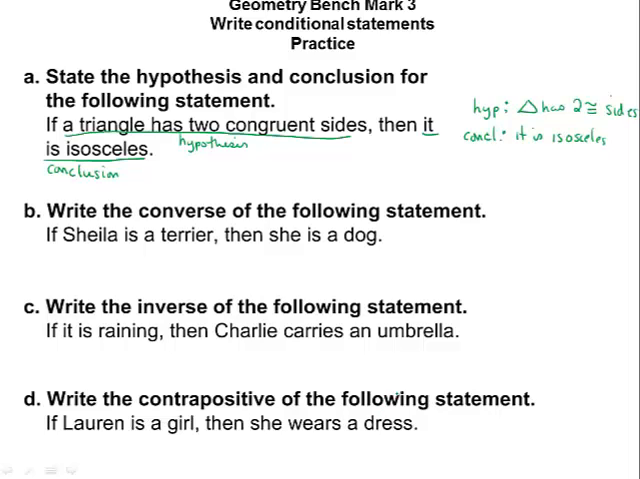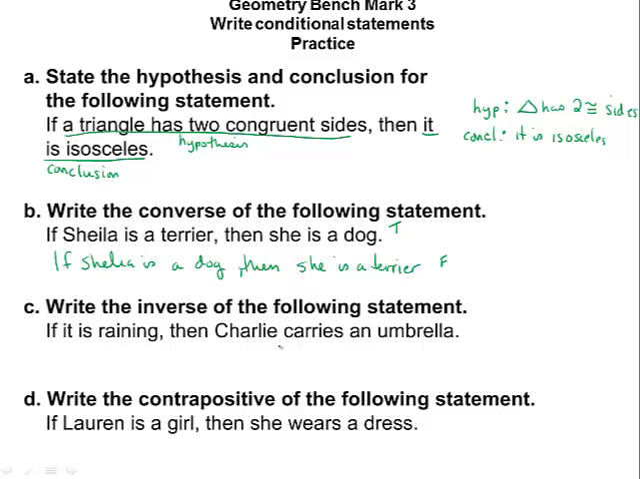Converse flips. So if Sheila is a dog, then she is a terrier. Okay, this one was true. This one is false because maybe Sheila is a Rottweiler. Well, that would be a funny name for a Rottweiler. I'd say more likely Sheila is a Chihuahua or a Poodle. Well, okay, maybe Sheila is a Rottweiler.